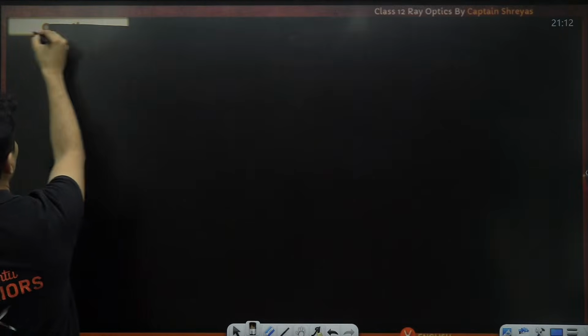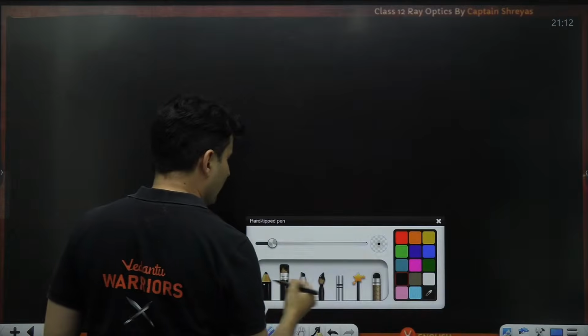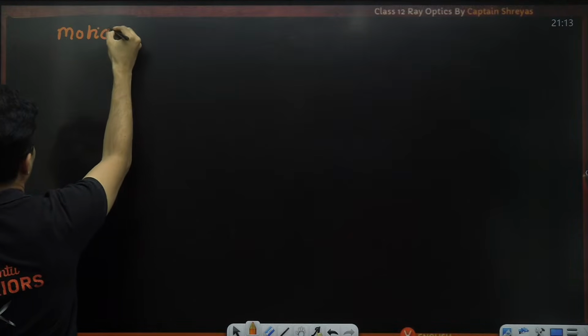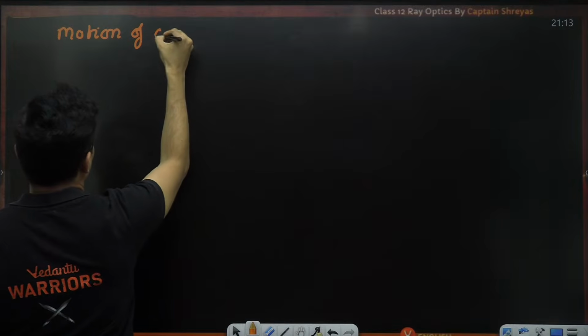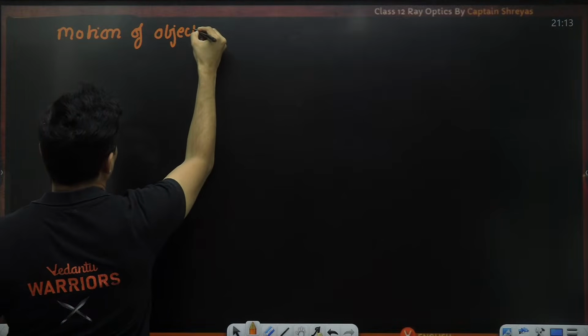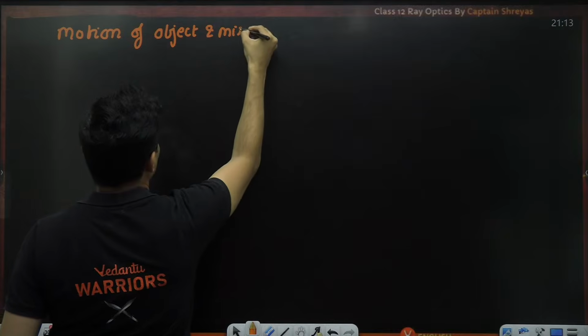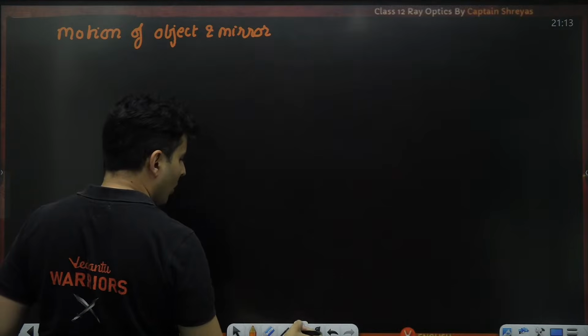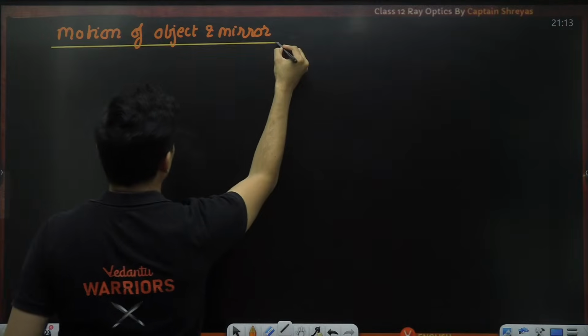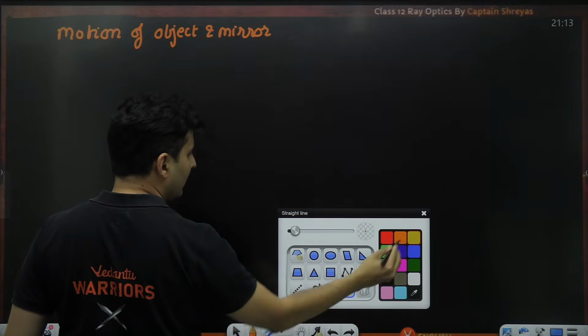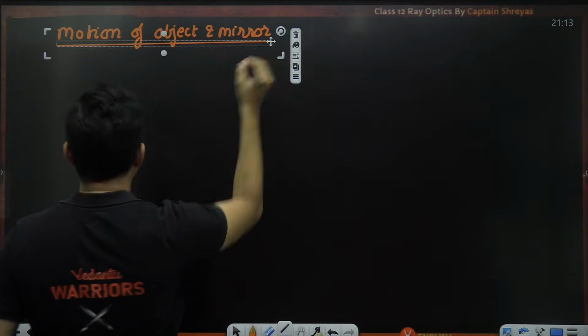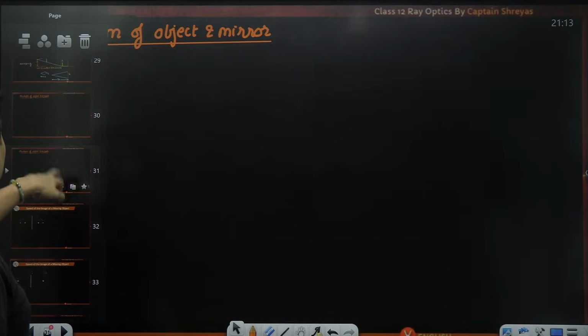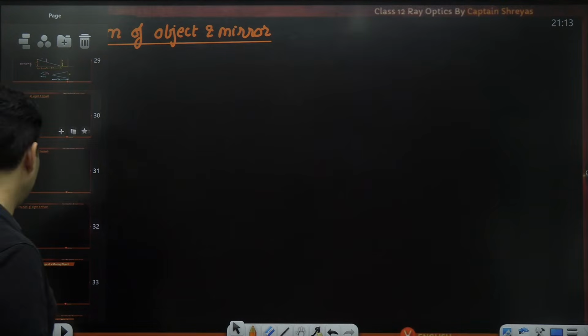Sorry, question. So the concept of motion of object and mirror. What if our mirror or the object, both or one of them moves? Then what are we supposed to really do? Okay, I will give you a couple of scenarios and then figure out one by one what is exactly going to happen.